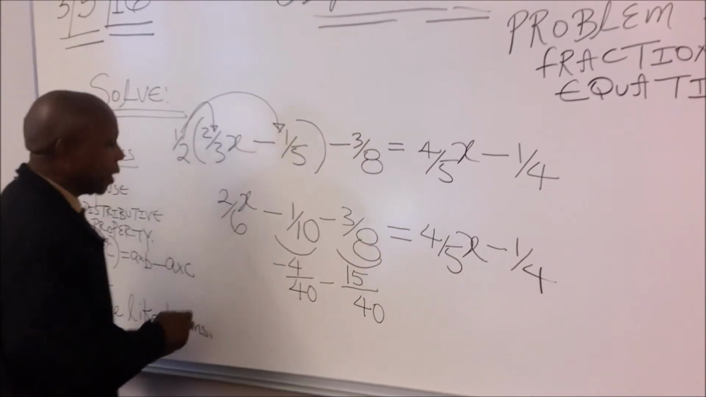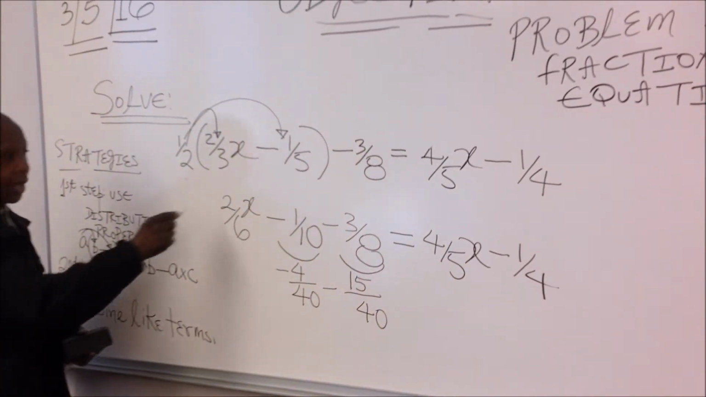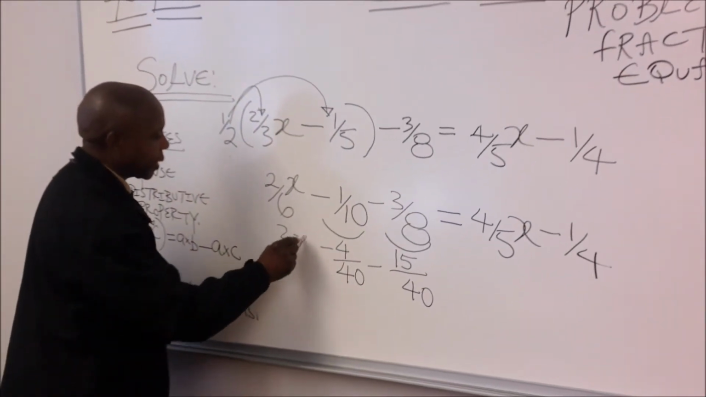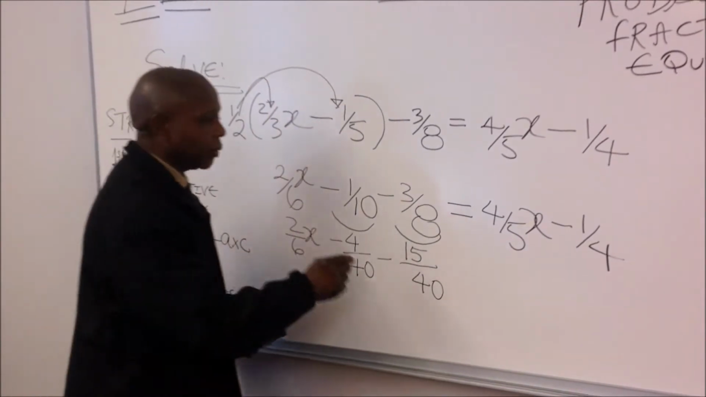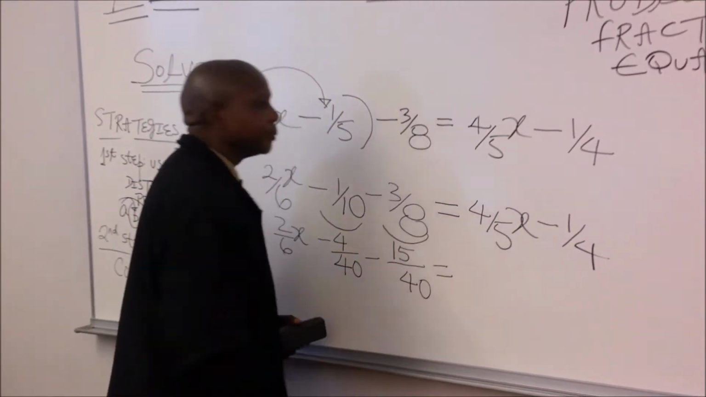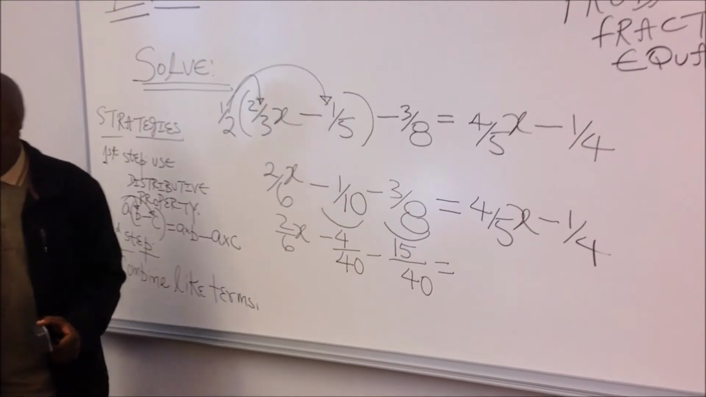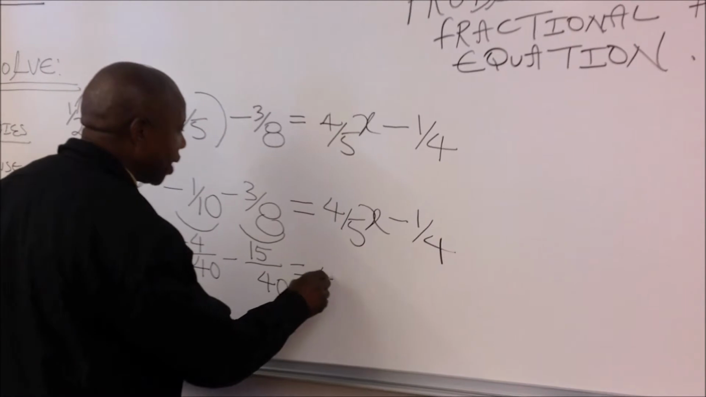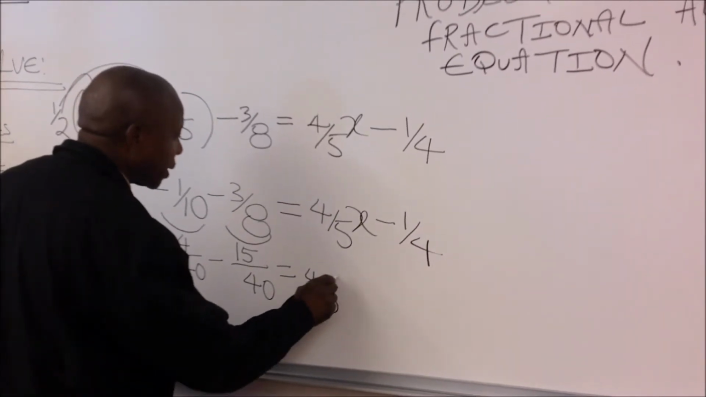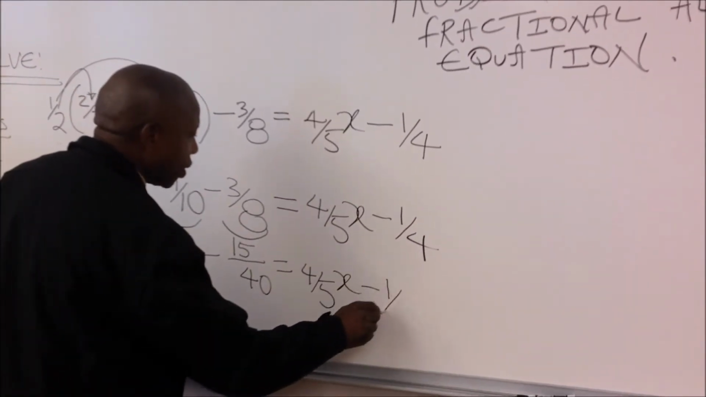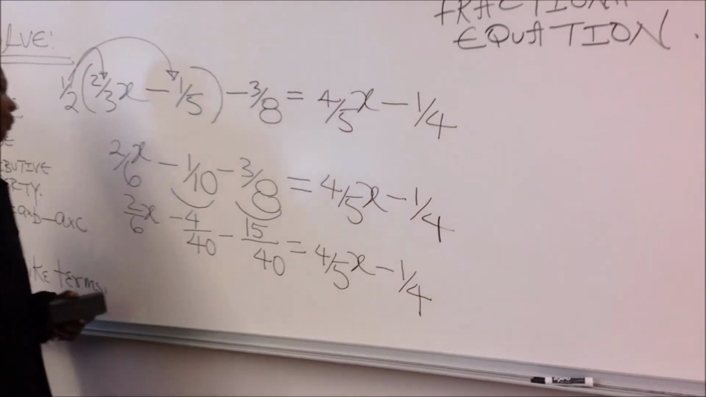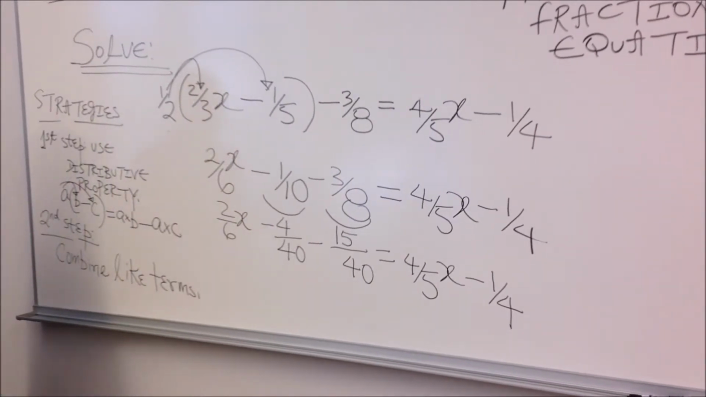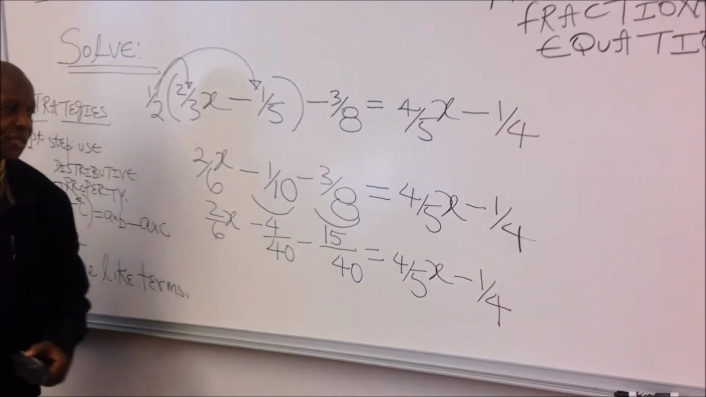All right? So what do I do next? You can bring down the 2 over 6 x, and then on the right side, what must I do on the right side? Bring it down, right? Bring this quantity 4 over 5 x minus 1 over 4. So now, because we already have a common denominator on the left side, we can now combine the two fractions.